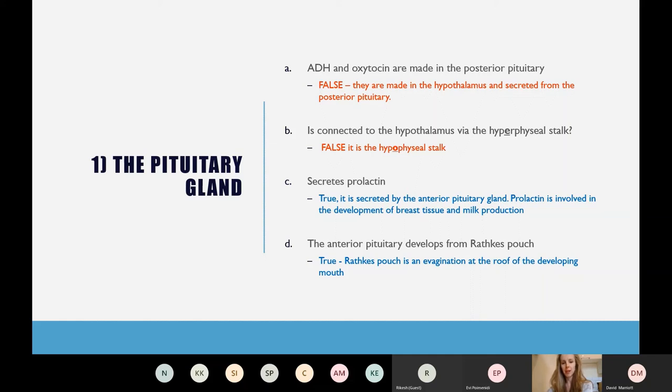It's true, the pituitary gland does secrete prolactin. As explained in our presentations, prolactin is involved in the development of breast tissue and milk production. And again, true, the anterior pituitary develops from Rathke's pouch. Rathke's pouch is basically a little evagination in the roof of the developing mouth.